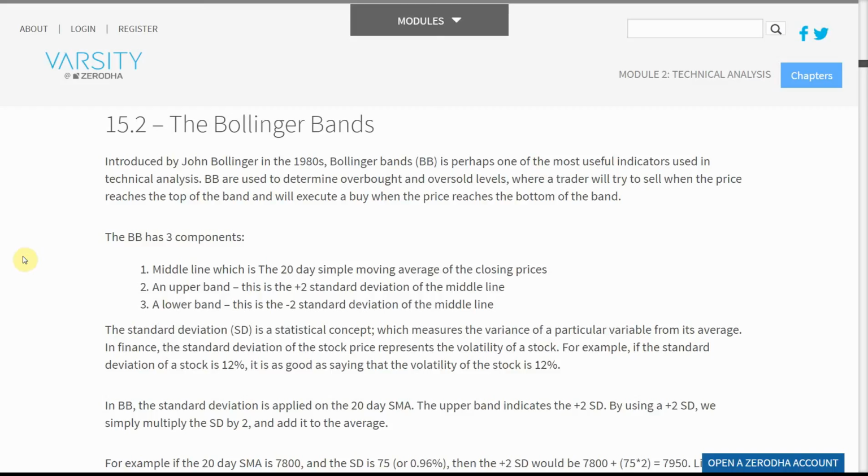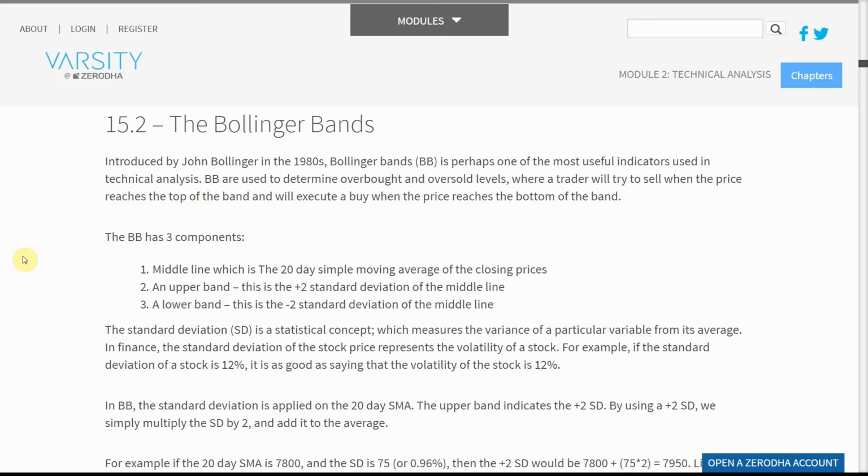The standard deviation, SD, is a statistical concept which measures the variance of a particular variable from its average. In finance, the standard deviation of the stock price represents the volatility of a stock. For example, if the standard deviation of a stock is 12%, it is as good as saying that the volatility of the stock is 12%. In BB, the standard deviation is applied on the 20-day SMA.